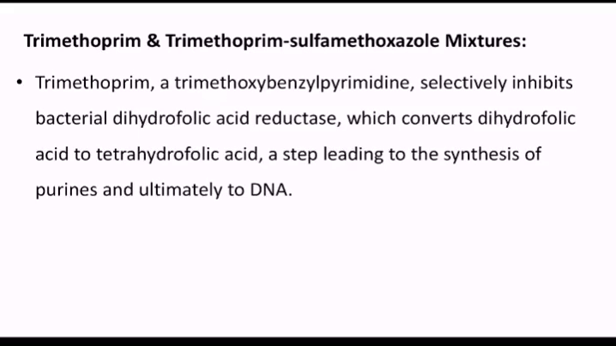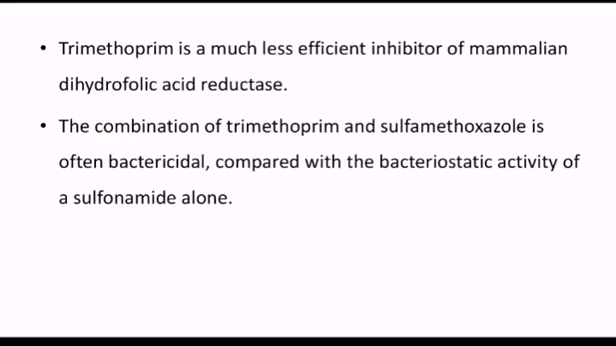The second group is trimethoprim and the trimethoprim-sulfamethoxazole compound or mixture. Trimethoprim selectively inhibits bacterial dihydrofolic acid reductase, which converts dihydrofolic acid to tetrahydrofolic acid, a step leading to synthesis of purines and ultimately synthesis of DNA. Trimethoprim is a much less efficient inhibitor of mammalian dihydrofolic acid reductase, so it does not inhibit the mammalian enzymes. The combination of trimethoprim with sulfamethoxazole is often bactericidal, compared with the bacteriostatic activity of a sulfonamide alone.